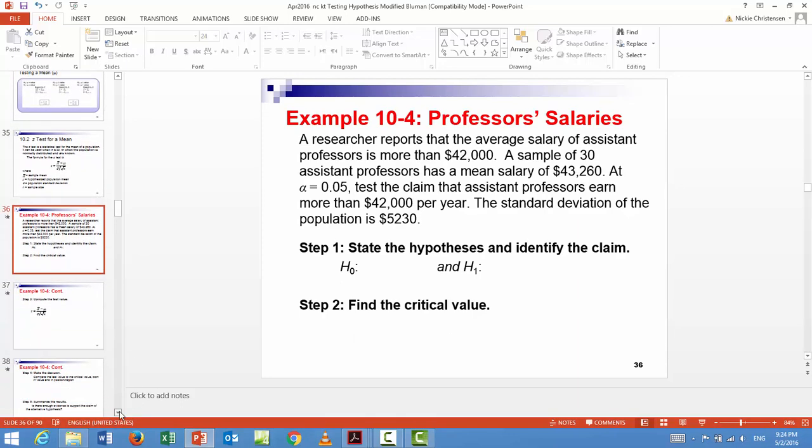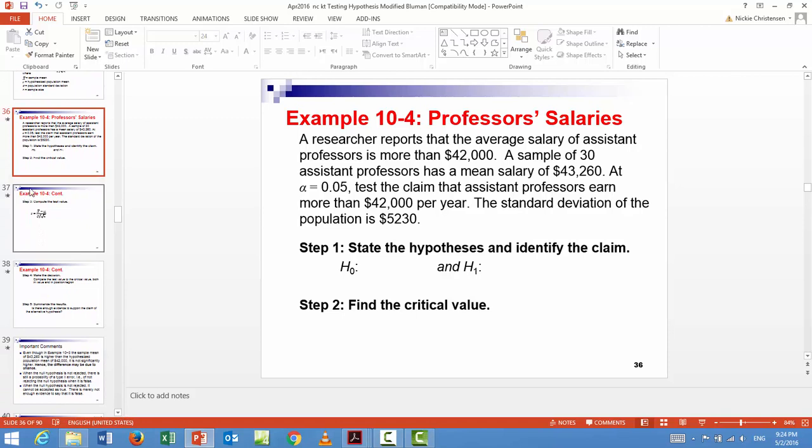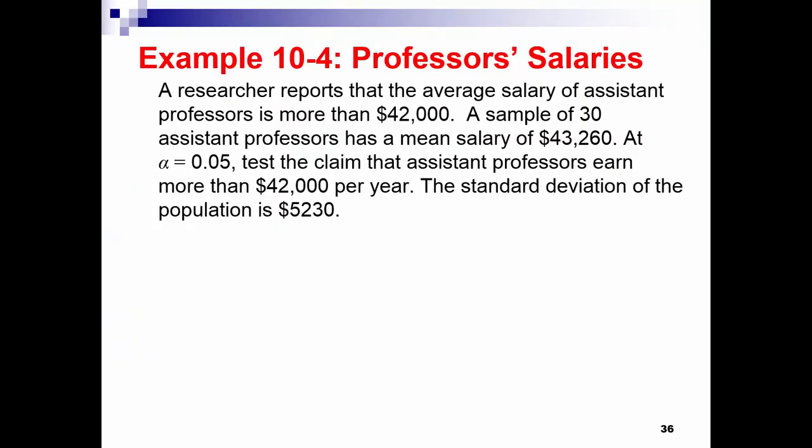We'll work through this problem in full, and then you really need to do practice in this until you feel comfortable with it. I do have a lot of practice in this PowerPoint. So here's our problem. The researcher thinks the average salary of assistant professors is more than 42,000. A sample of 30 assistant professors has a mean salary of this. Then they give us our alpha, and they want us to test the claim that assistant professors earn more than 42,000. And they've given us the standard deviation.